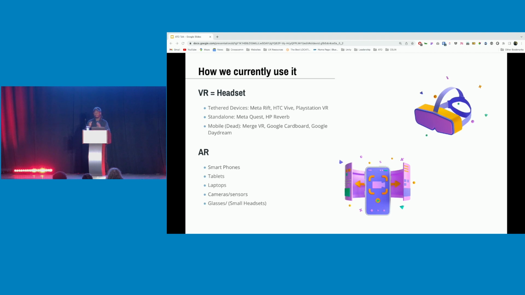Now, augmented reality, although it can be experienced through headsets, a lot of that is still a little bit of ways away, and a lot of it is very expensive right now. So a lot of consumer augmented reality is really limited to phones, laptops, glasses, and cameras and things like that. And it's mostly because it's accessible.